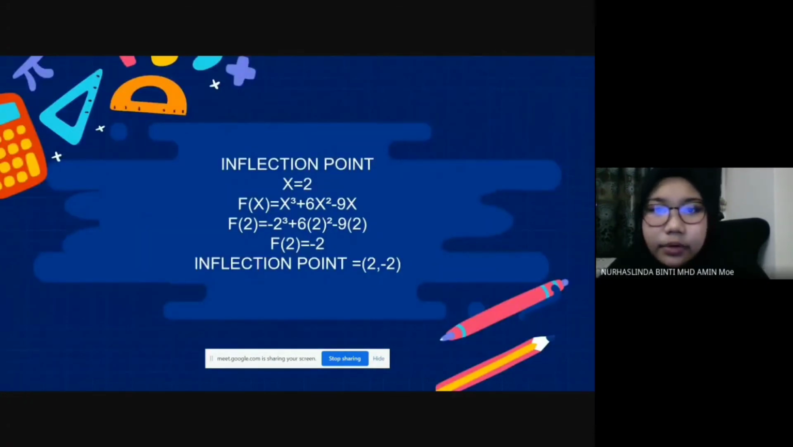For the inflection point, x equals 2. The original equation is f of x equals negative x cubed plus 6x squared minus 9x. We replace x with 2, and we get the answer negative 2. So the inflection point is 2, negative 2.